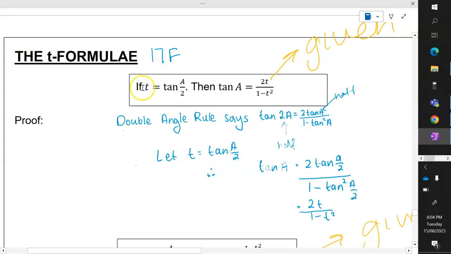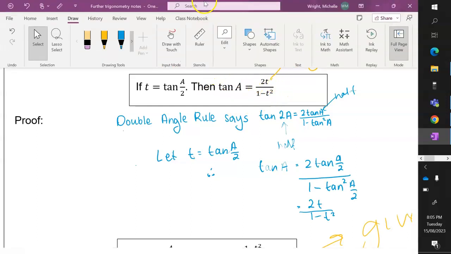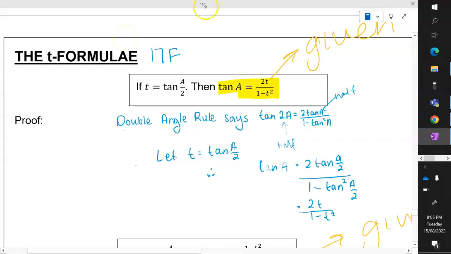It's called the t formula, and we're saying that t is equal to tan A on 2. A is just an angle. You could pop theta in there if you like. Then tan of A is equal to 2t over 1 minus t squared, and that's the rule that is given to you on your formula sheet. And we'll highlight that one in yellow as well.